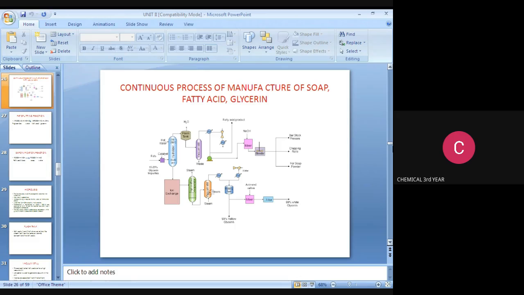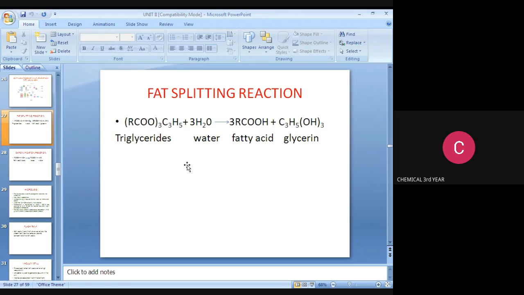The raw materials are fats and a catalyst, and we are using them to remove the fatty acids, soap powder, and glycerin. So, the fat splitting reaction. This is the fat splitting reaction: triglyceride, (RCOO)3C3H5 plus 3H2O, produces 3RCOOH plus C3H5(OH)3. This is the triglyceride plus water.